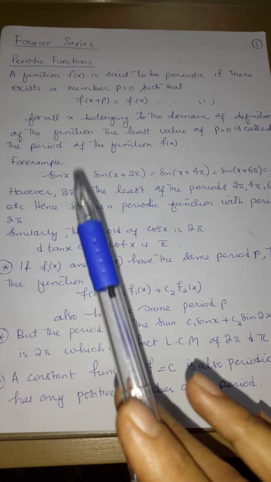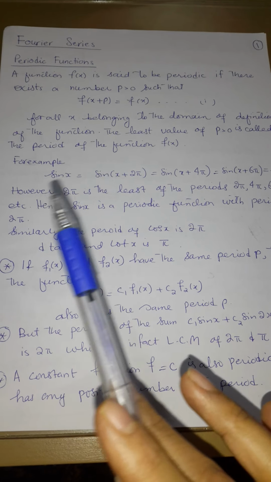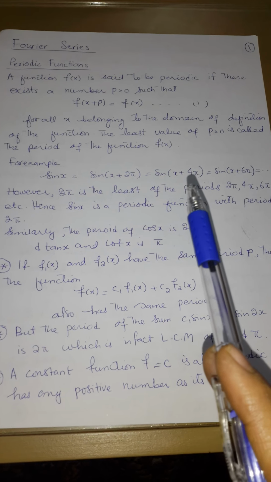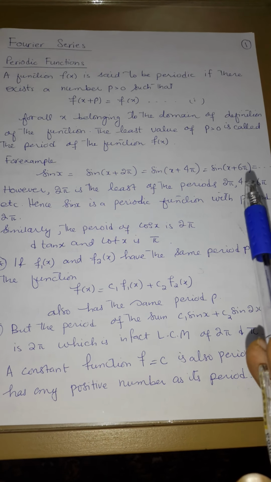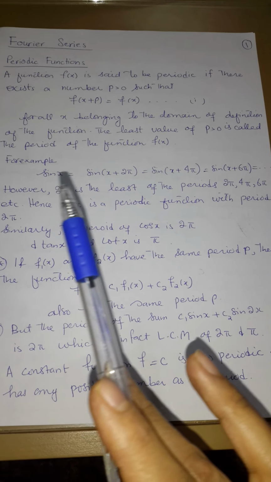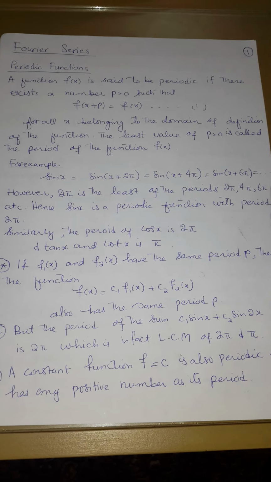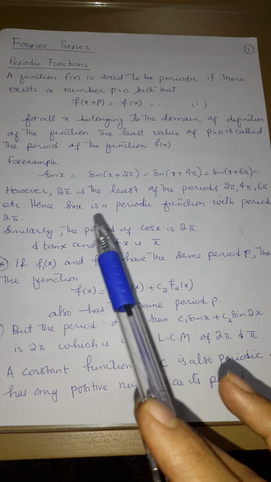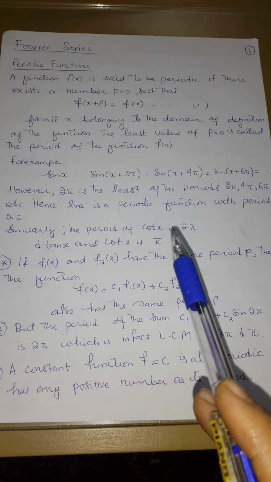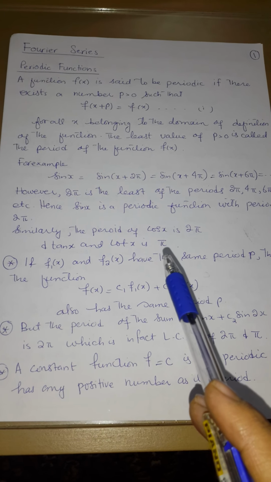For example, if we have the trigonometric function sine of x, then sine of x is equal to sine of x plus 2 pi. It is equal to sine of x plus 4 pi. It is equal to sine of x plus 6 pi. That means for all even multiples of pi, sine always gives you the same value. However, 2 pi is the least of the periods 2 pi, 4 pi and 6 pi etc. Hence, sine of x is a periodic function with period 2 pi. Similarly, we can define the period of cos x. It is also 2 pi, and tangent x and cotangent x have the period pi.